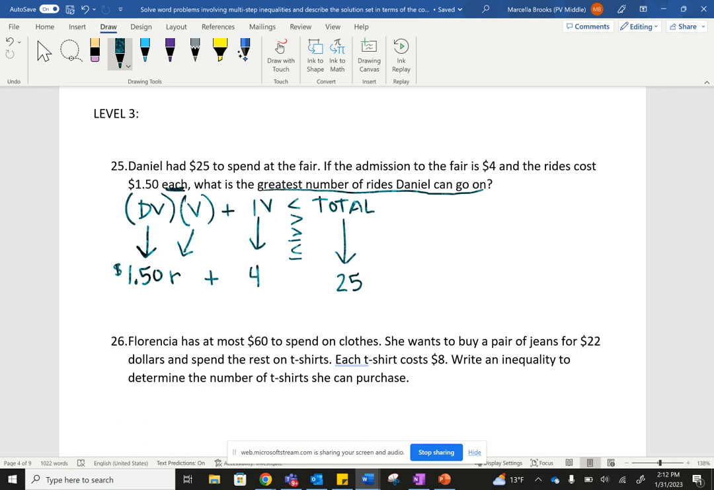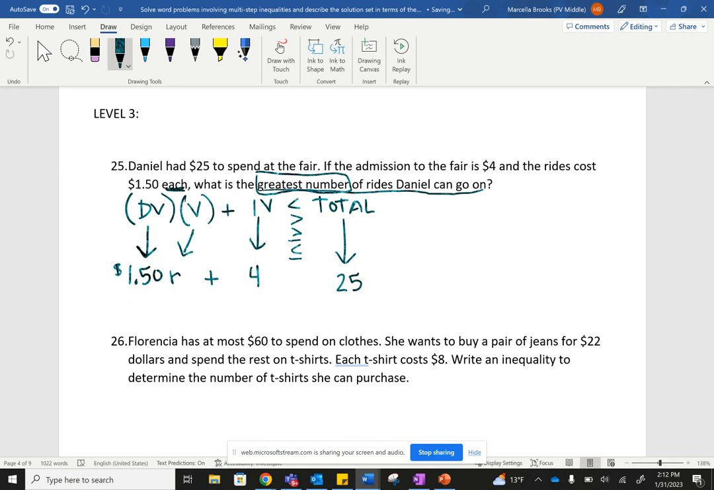So the inequality has some keywords here. We look here, we have what is the greatest number of rides that he can go on. So is the number of rides, does it have to be less than 25? The amount of, so this over here, sorry, is the amount of money he's going to spend. Okay. He has $25 to spend.